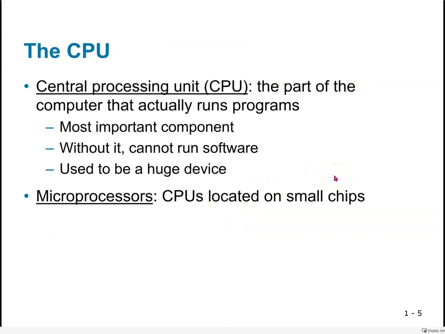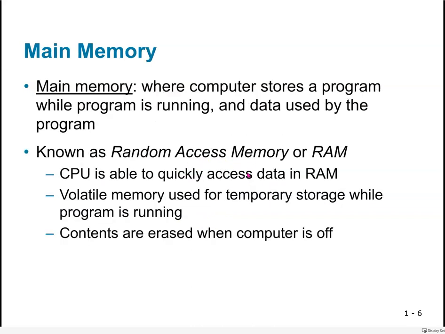The CPU is called the central processing unit. It's the part of the computer that actually runs programs. It's the most important component, and without it, you can't run software. It used to be large, but now they're tiny, and CPUs are now on small chips called microprocessors. And these are the heart of any modern computer system.